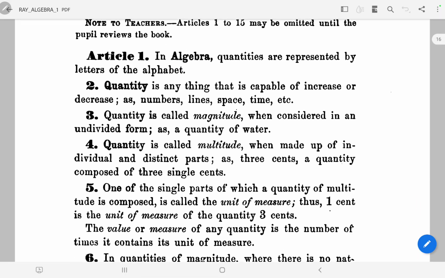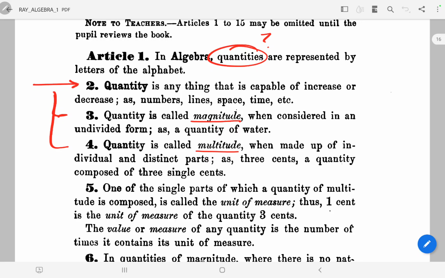Now, in that description we find the word quantities, and we may want to know what exactly is a quantity. Here in Article 2, we're going to find the definition of a quantity, and then in Articles 3 and 4, down here, we're going to learn about the two kinds of quantity. So in Article 2, we have a definition of quantity. And then in Article 3, we learn about magnitude. And in Article 4, we learn about multitude, which are the two kinds of quantity. So let's look at Article number 2.